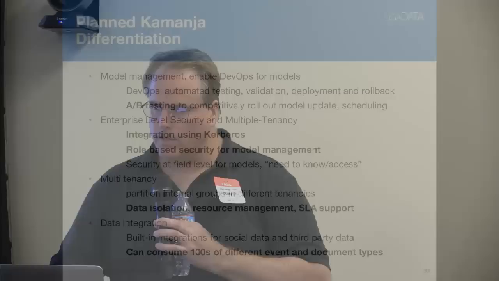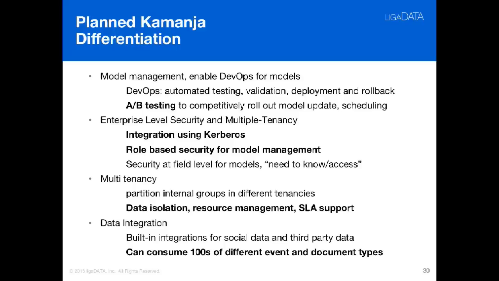Okay, so some upcoming directions. I mentioned some of the A-B testing. We've got a level of integration with Kerberos, and we can continue expanding role-based security. Multi-tenancy is something that we'd be supporting, so also SLA support, if there are different departments or sections of data that have to be managed differently, if you were performing software as a service.